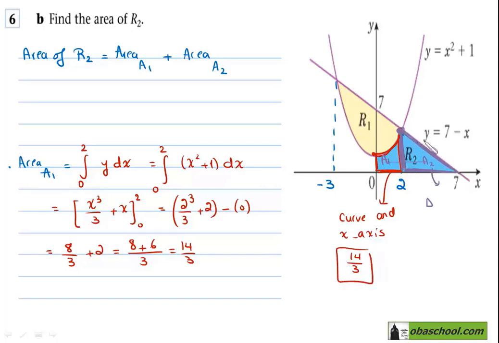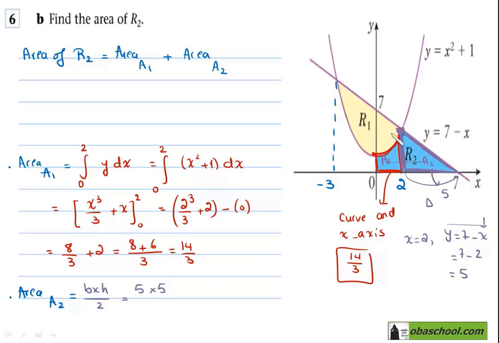Now for the area of the triangle. The triangle has a rule which is base times height over 2. This is the base. It starts at 2 and ends at 7. So it is 5 times the height. This is the height. We know that this point is on the straight line and the curve. That means we can say for x equals 2, we know that y is 7 minus x. So 7 minus 2, the answer is 5. So the height is 5.